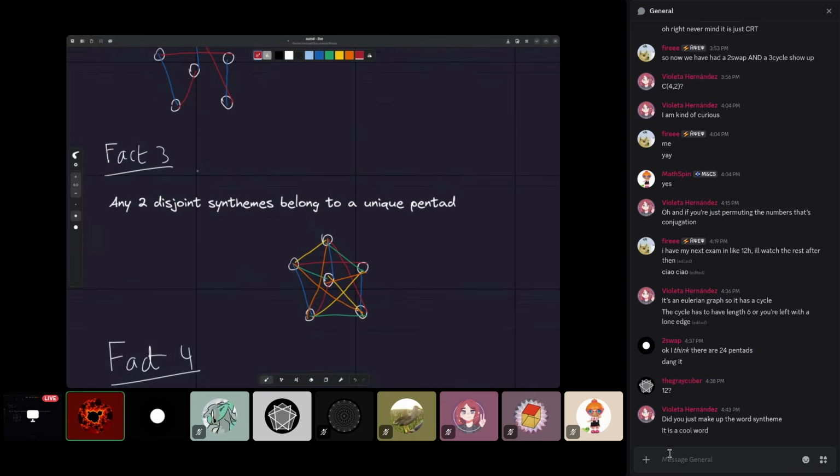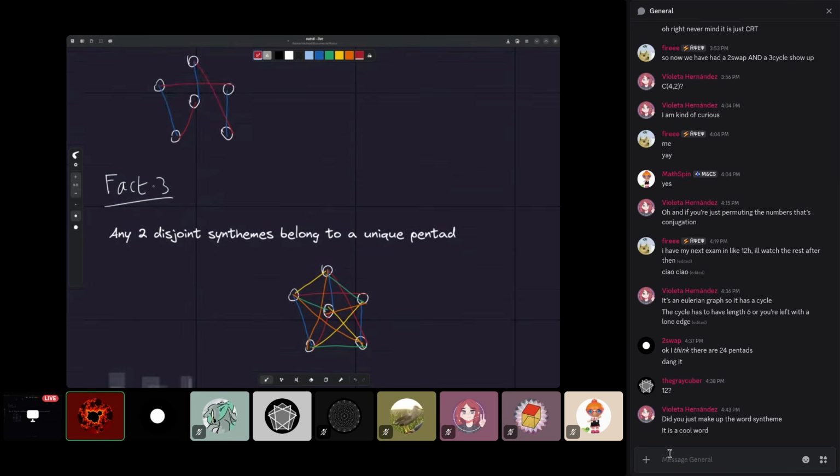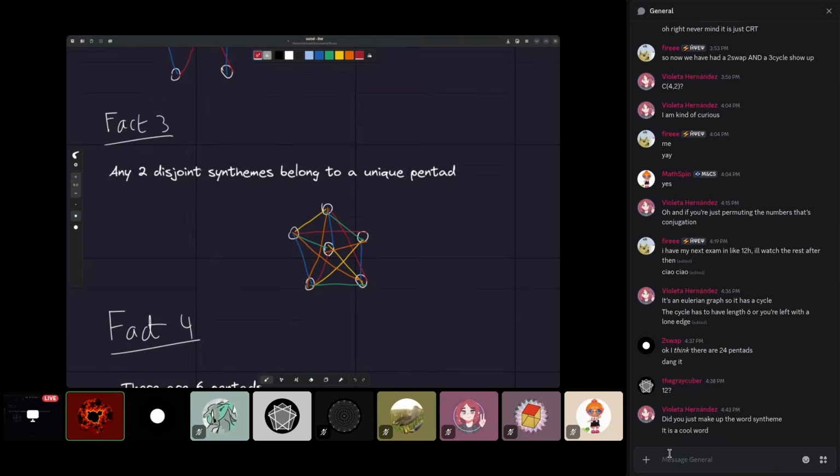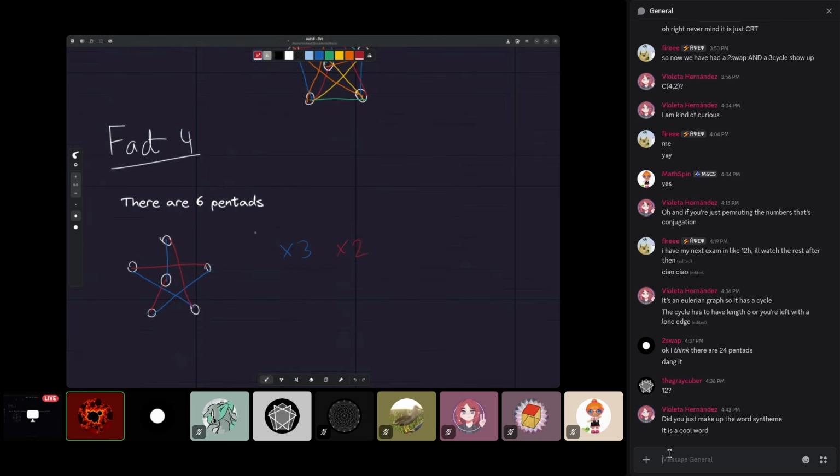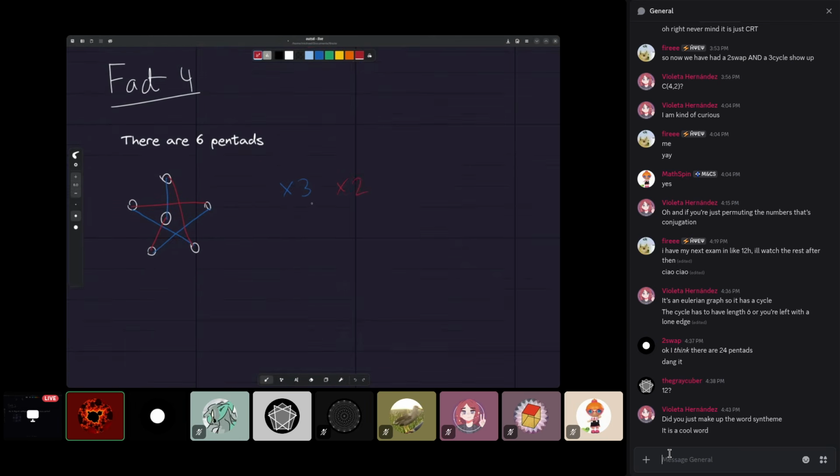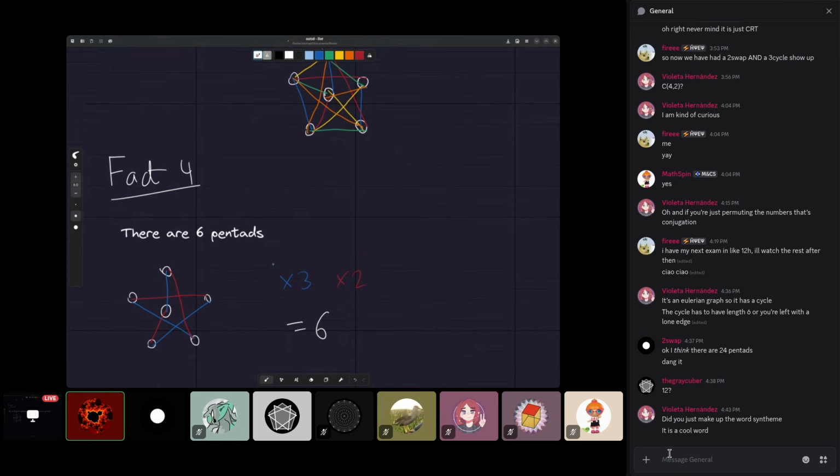And now by fact 3, these 2 complete to a unique pentad. So there we are. We made 3 choices for the blues, 2 choices for the reds. So there's 6 possible pentads. Was that clear enough? Yep. Good. Okay, so now we can do some stuff.